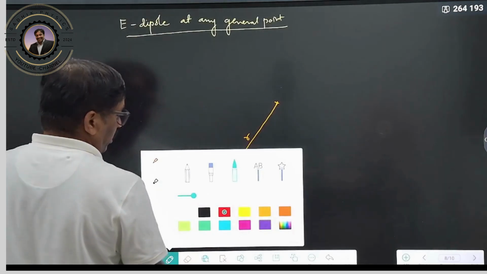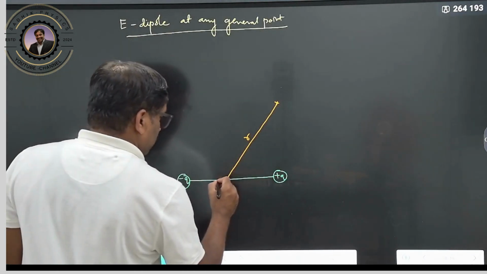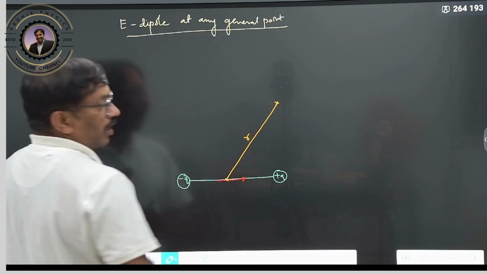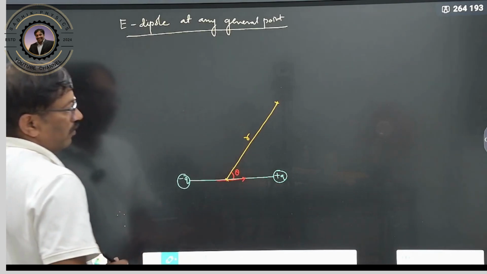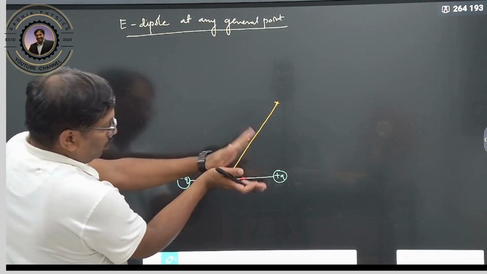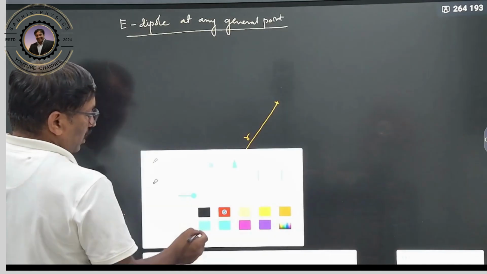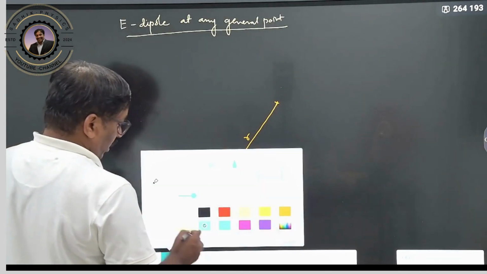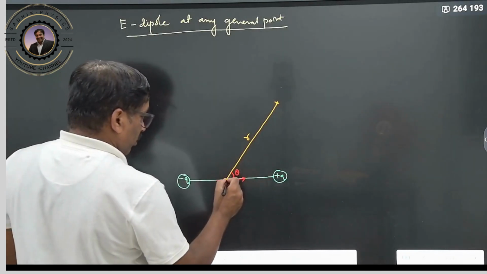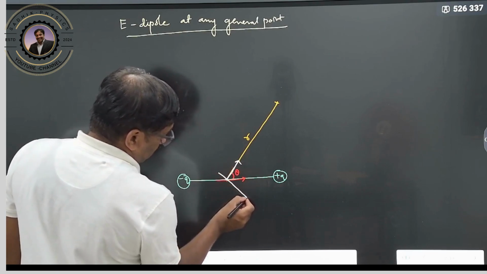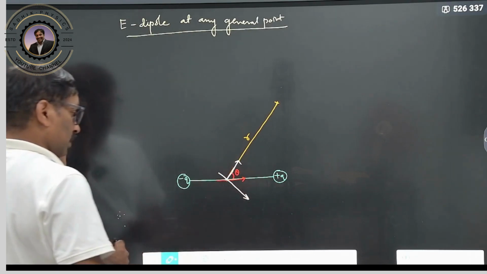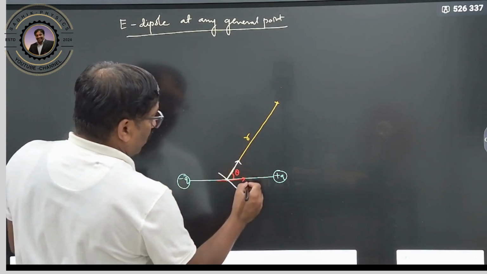Very important, try to understand here now. This side is your dipole. Let us take the short dipole only. This is making an angle theta. So what I will do now is split this one into two components, one along this direction and one perpendicular to this. This is your dipole moment, this is P.